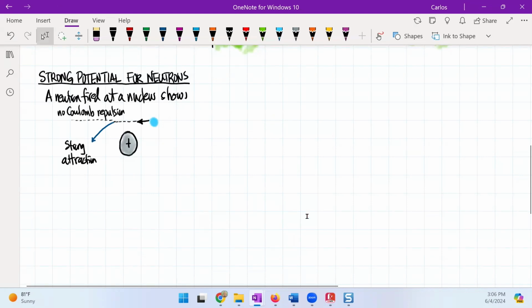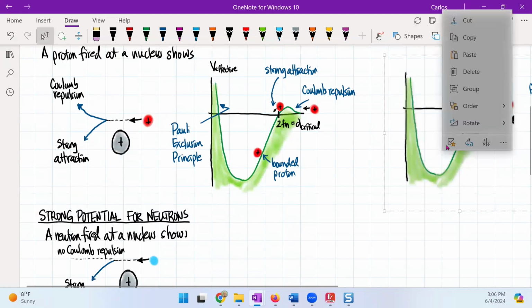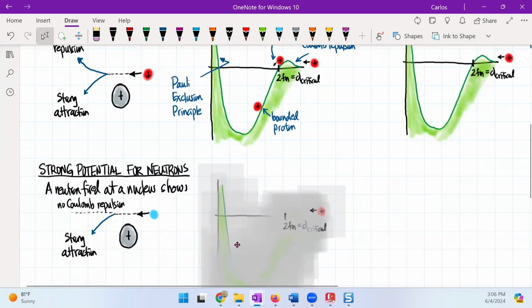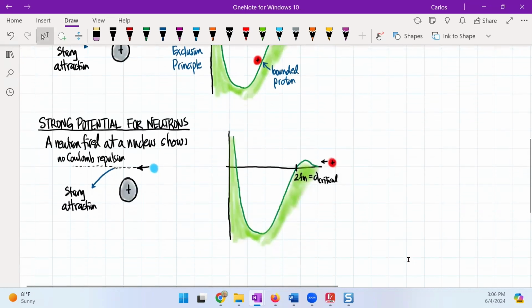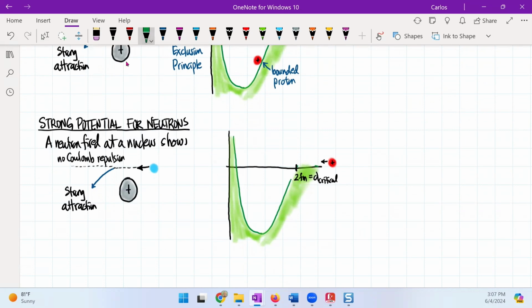So now what I have to do is take this picture right here and modify it. I don't have to copy it, actually, I can just bring it down here. So if I do the same thing here, what actually happens now? The way I'm going to modify this is that there is no Coulomb. So I have to modify this a little bit because it now goes effectively to 0 right away past 2 Fermi.